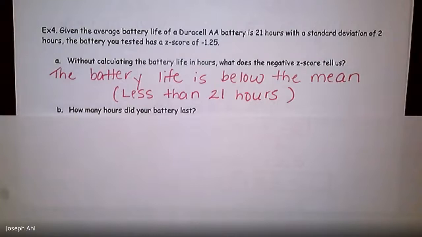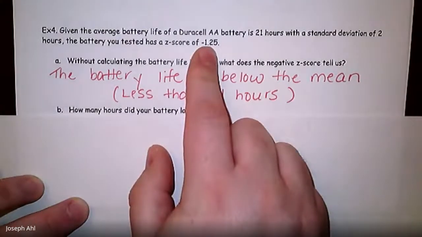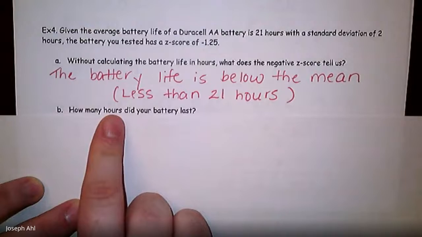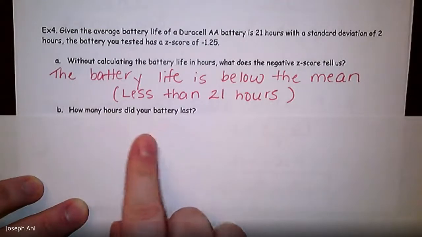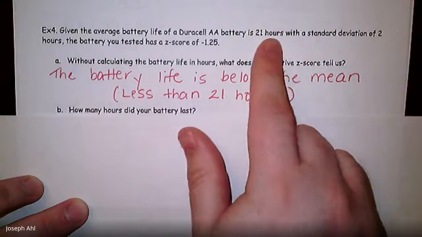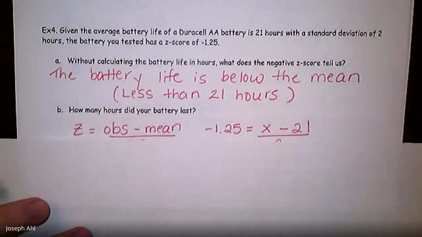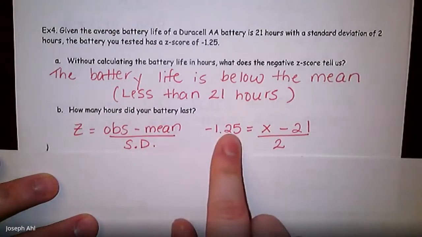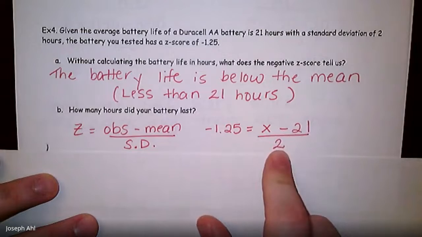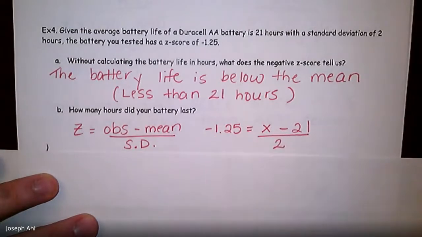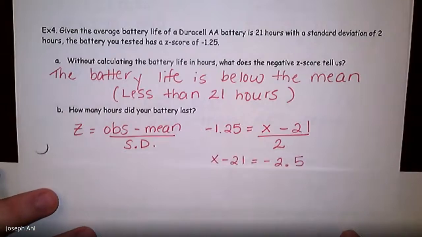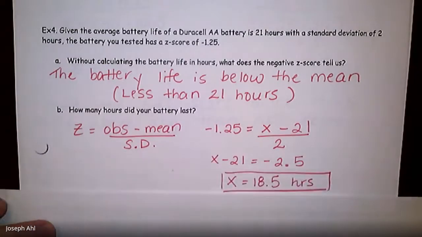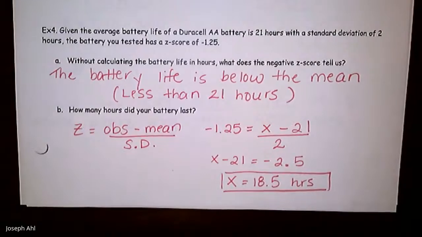And then we can use our formula for calculating z-scores to determine how many hours the battery lasted. So the only thing that's a little bit different is we already know the z-score. So that's going to get plugged in on the left side of the equation. The value we're solving for is the observed, but we know the mean and we know the standard deviation. So you're just going to plug all that in. Here's our formula, observed minus mean over standard deviation. So if you plug in the z-score that we know, the mean, the standard deviation, however you best want to solve this, right? Maybe just multiply both sides by 2, add the 21 over. You're going to get that the observed value in this case is 18.5 hours.